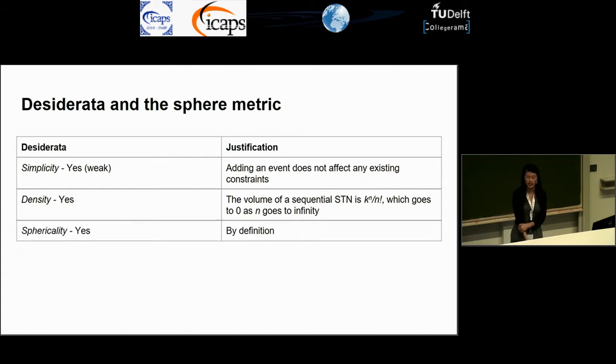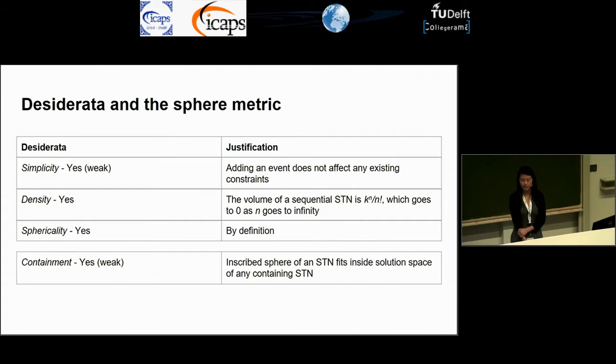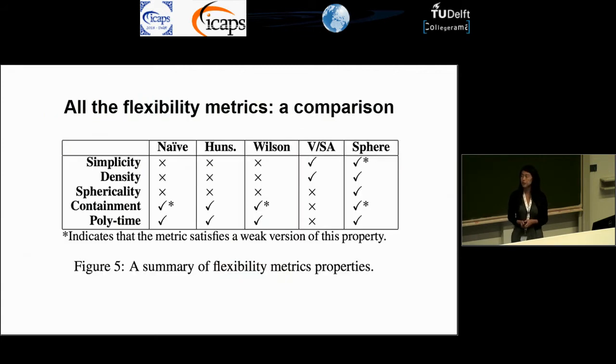Trivially, it satisfies sphericality, and it satisfies containment weakly because if you have an STN that contains another STN, the inscribed sphere will be at least as large. So here is just a summary of all of the previous and also our new flexibility metrics. As you can see, the sphere metric at least weakly satisfies all of them and also can be run efficiently. So we thought this was pretty exciting.